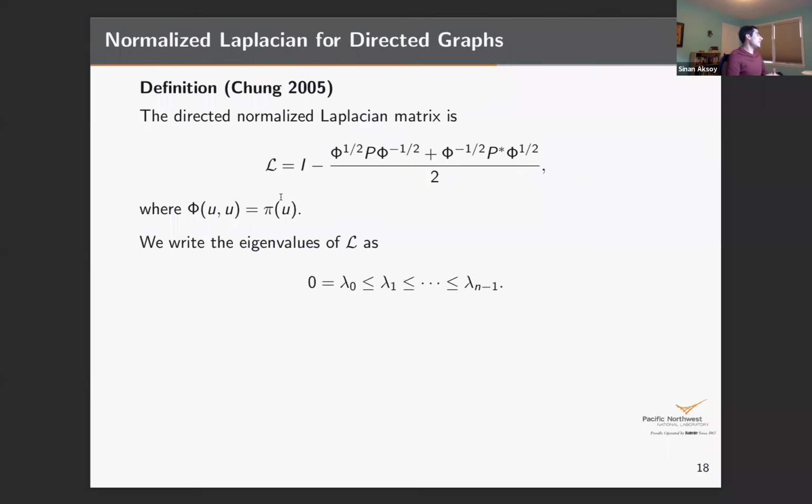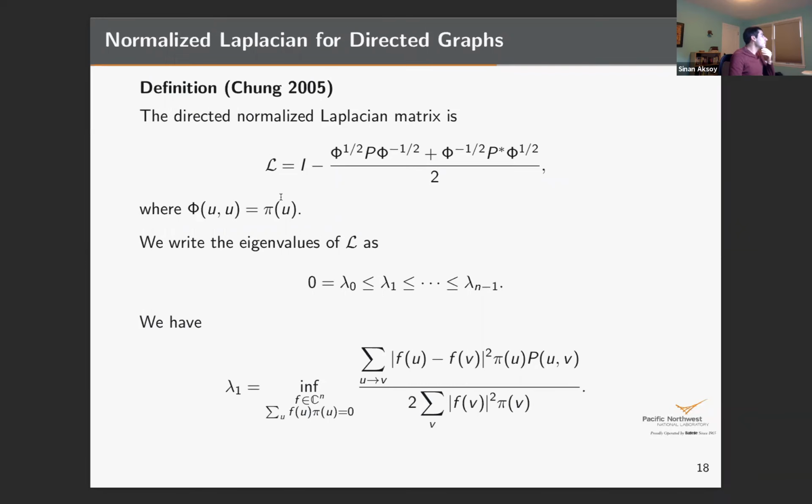So this is now a symmetric matrix, so it has real eigenvalues, and we're going to write them lambda 0 up to lambda n-1. 0 is always an eigenvalue here, and we also have a way again of characterizing what this lambda 1 must be, in terms of this very nice form here.